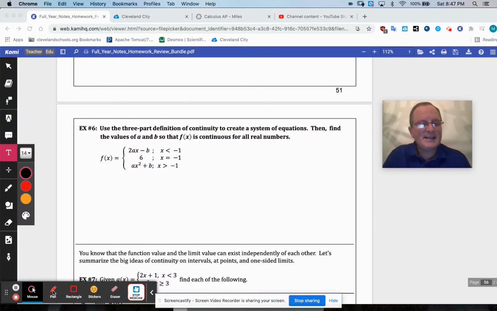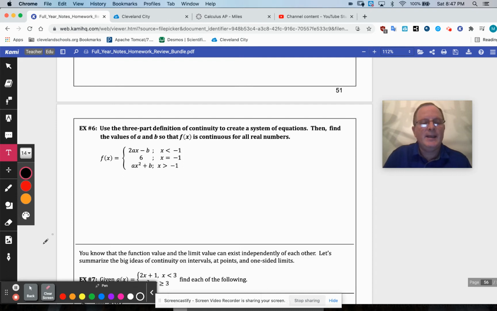Okay, example 6 is a cool one because you have two variables that you're looking for, A and B. But the thing is, everything's divided. -1's kind of our place. We're trying to avoid picking up the pencil at -1. So this thing needs to go to 6 from the left, and this one needs to go to 6 from the right. But that's when x is -1. That's the only time we care about them all being 6.